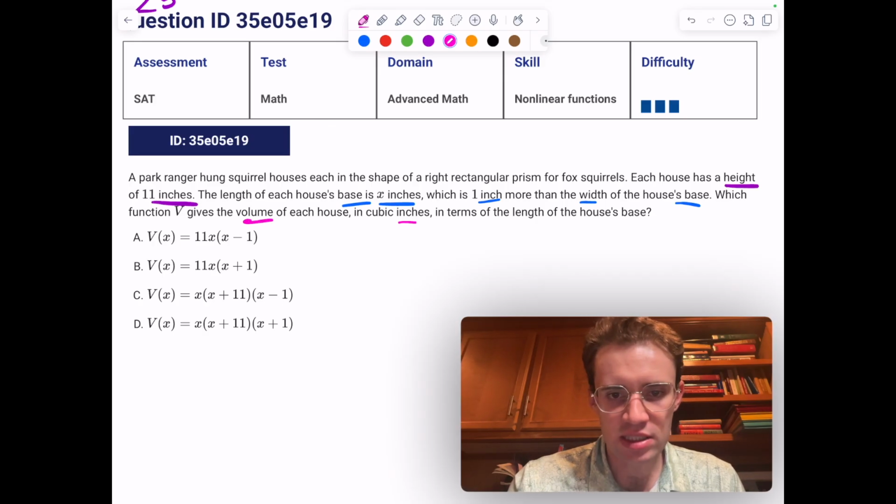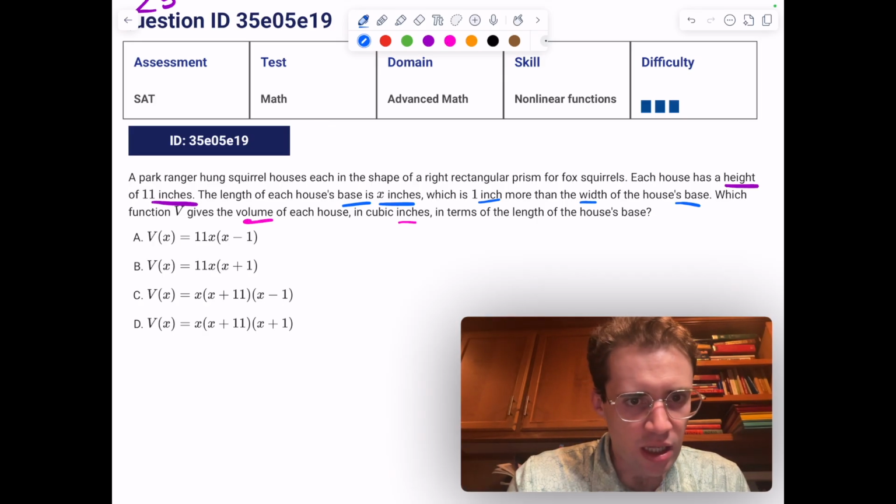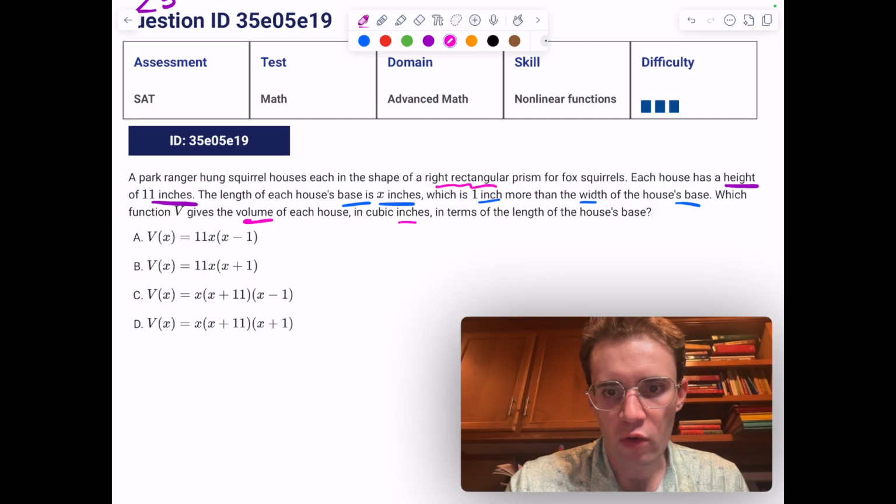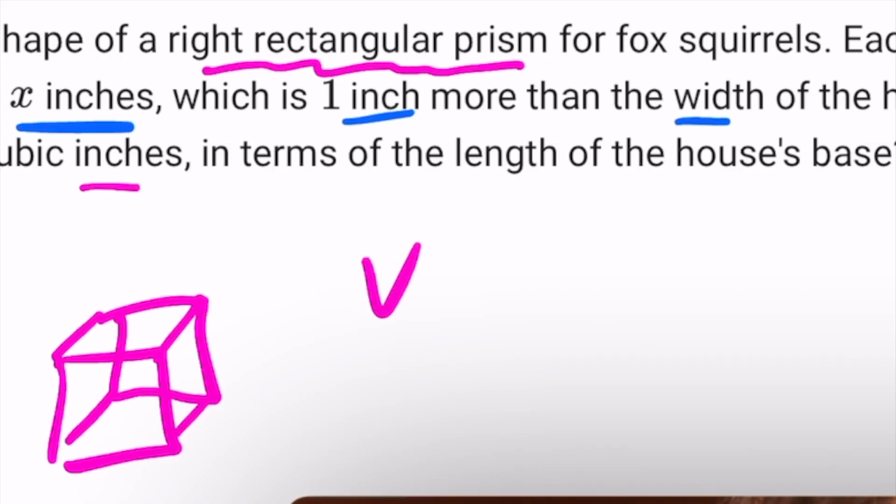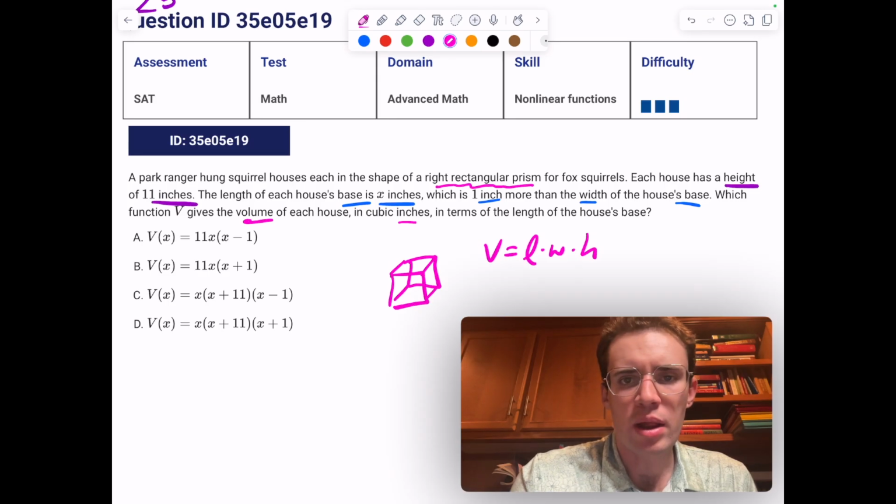All right, so x is the length, like they said, and it is a right rectangular prism. To find the volume of a right rectangular prism, the volume will just be equal to the length times the width times the height. Now we can plug in those values.